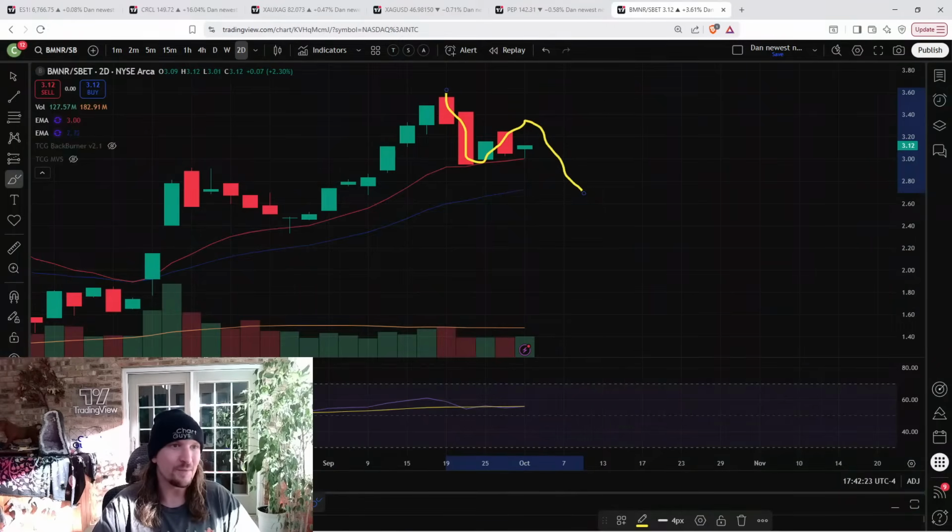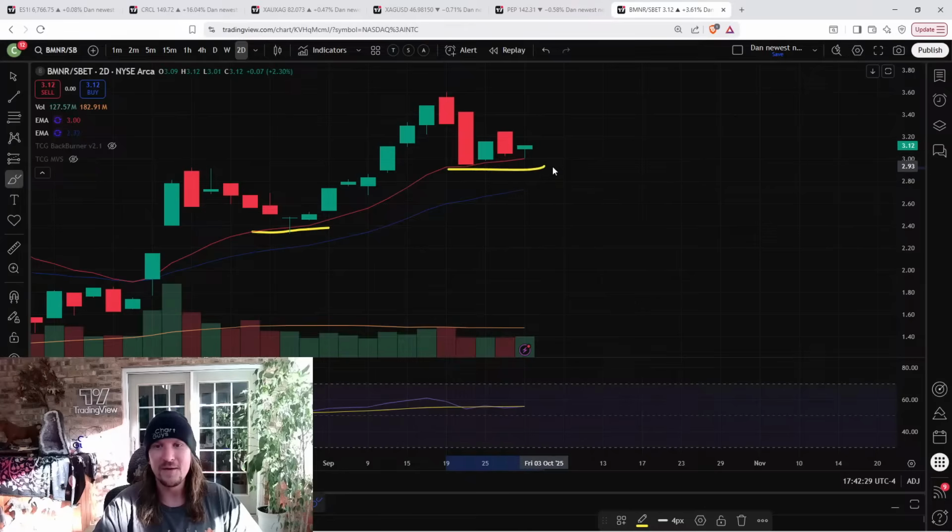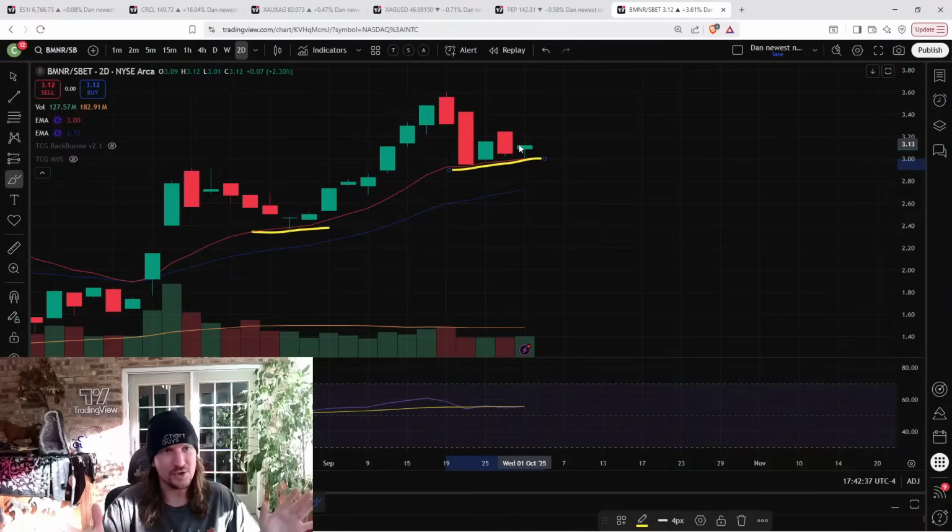But let's just keep it simple. If BMNR divided by SBET on the 2-day time frame is holding EMA 12, that means BMNR is a better long than SBET. If we lose it, that can change. But keep it simple. If that's holding, BMNR over SBET.